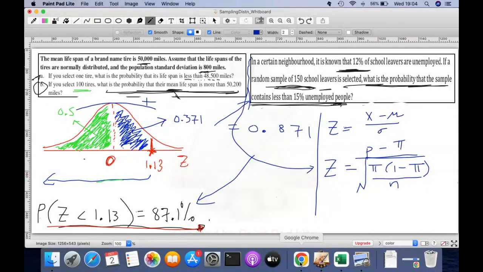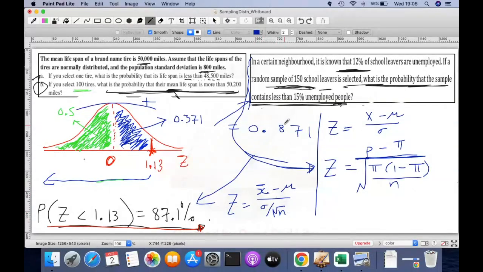Remember the takeaway for the standard error: it is whatever is in the bottom of the fraction for all of your Z formulas. For this problem we would be looking at this formula because we're talking about proportions. It wouldn't be the other one, which we did earlier: Z equals X bar minus mu all over sigma over square root n.